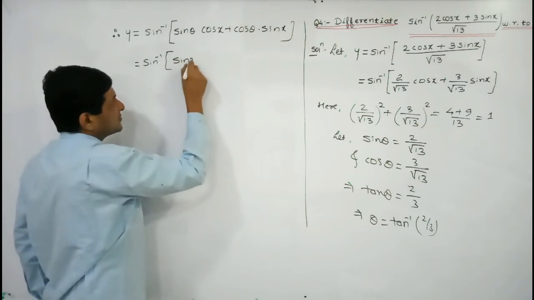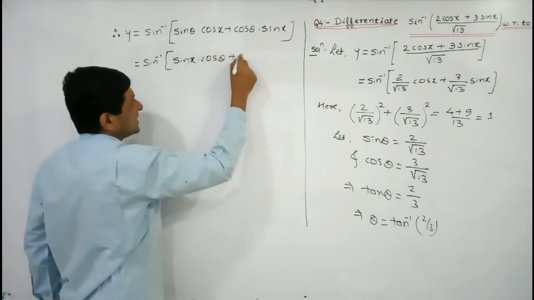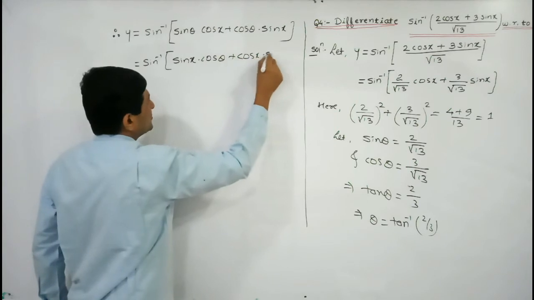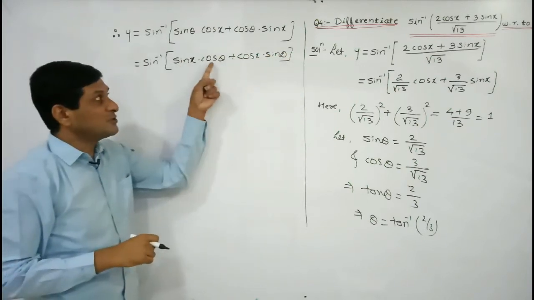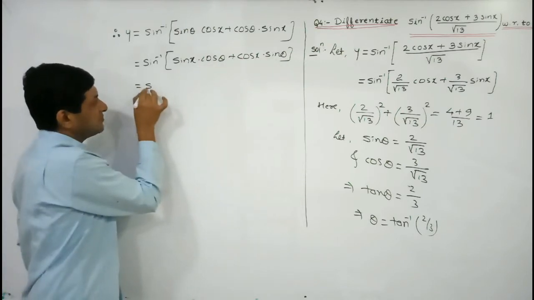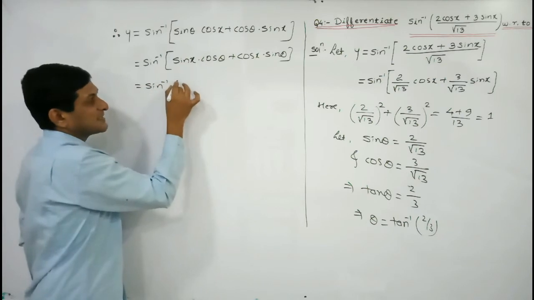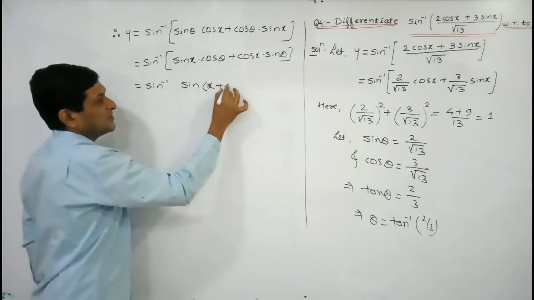First write down this term, sin x into cos theta, plus cos x into sin theta. We are trying to arrange the term in the form of sin a into cos b plus cos a into sin b, which is nothing but the value of sin(a plus b). Sin a is what here? x, and b is what here?